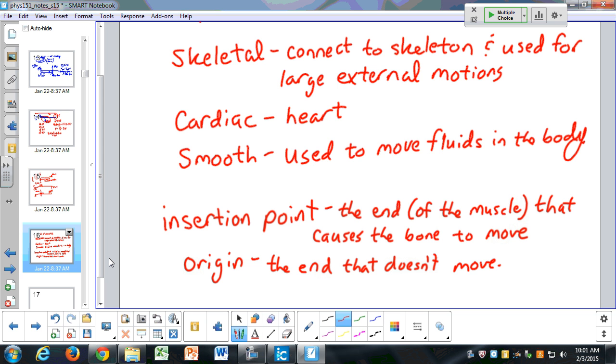Right, so for example, your bicep is connected right about here, and it causes your forearm to move back and forth. Where it's connected here is called the what? This is your insertion point. It causes your forearm to move back and forth. And where it's connected up here, roughly, this is called the what? That's the origin, all right? So be able to know what those are, be able to define them, and be able to identify them, like if I give you a diagram.